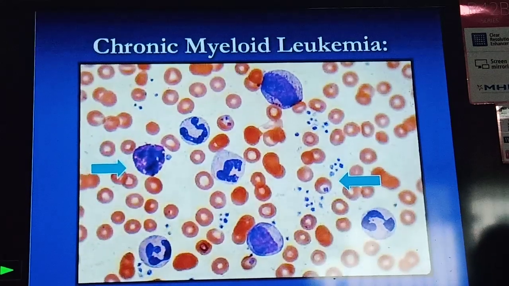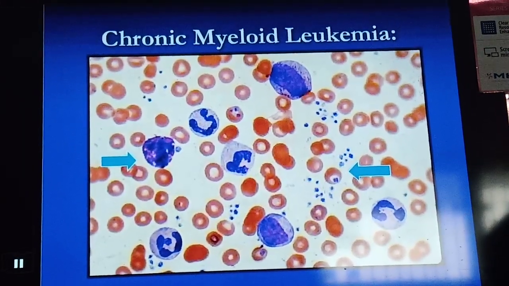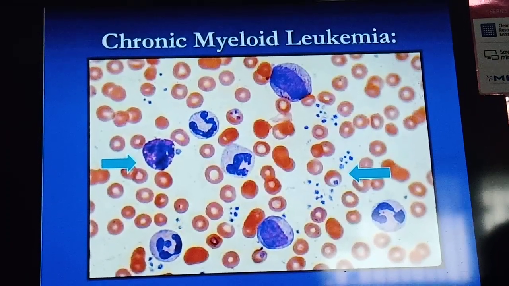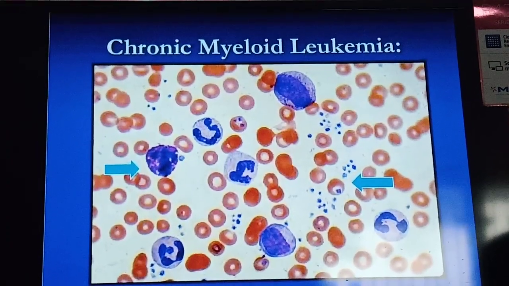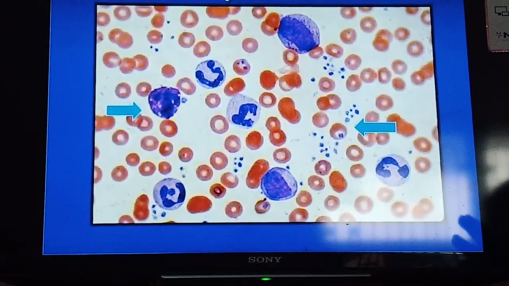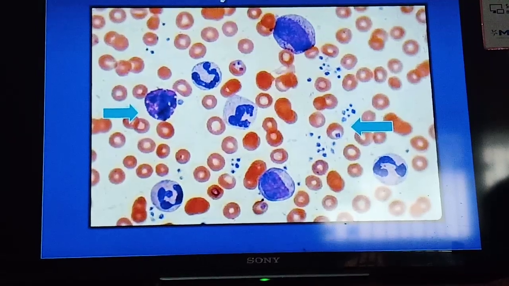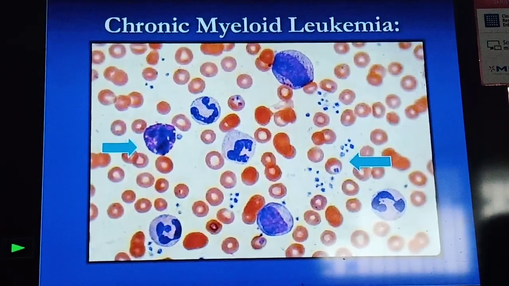So these are the main differences between chronic myeloid leukemia and leukemoid reaction. So this is the blood picture of chronic myeloid leukemia. Here you see the basophils, and sometimes there are myelocytes and metamyelocytes, and these arrows show the platelets and the basophils in the peripheral blood picture.